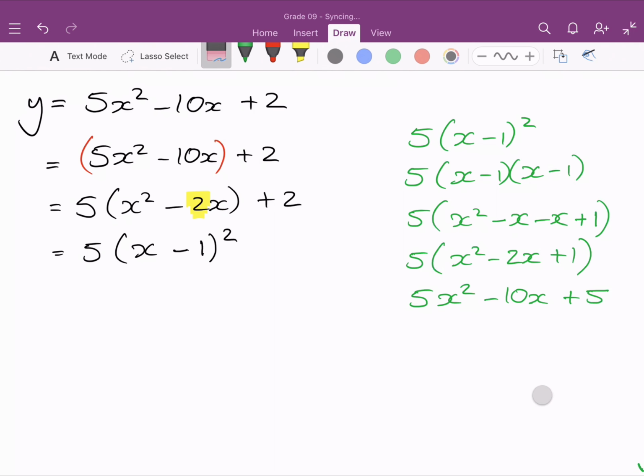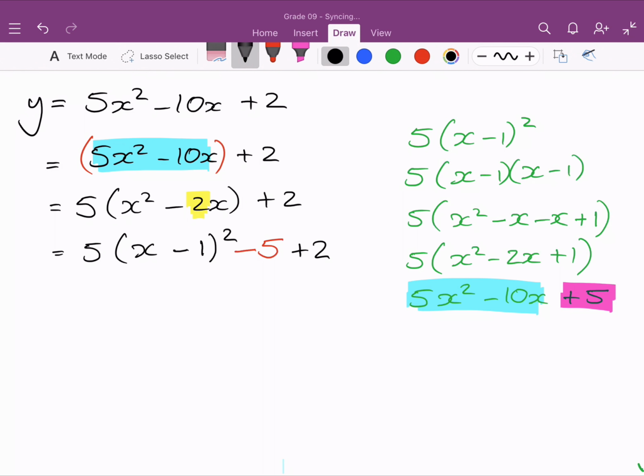Okay, so let's have a look and see. What do we have here? Well, what were we looking for in our red parentheses? We were looking for 5x squared minus 10x. Did we find 5x squared minus 10x? Yes, we did. What was the extra bit? It was a plus 5. How do we get rid of a plus 5? Well, we subtract 5, and then remember we had a plus 2, so we've got plus 2 there. So we're almost done. 5 times x minus 1 squared minus 3. Okay, and that's how we change a quadratic and complete the square with it.